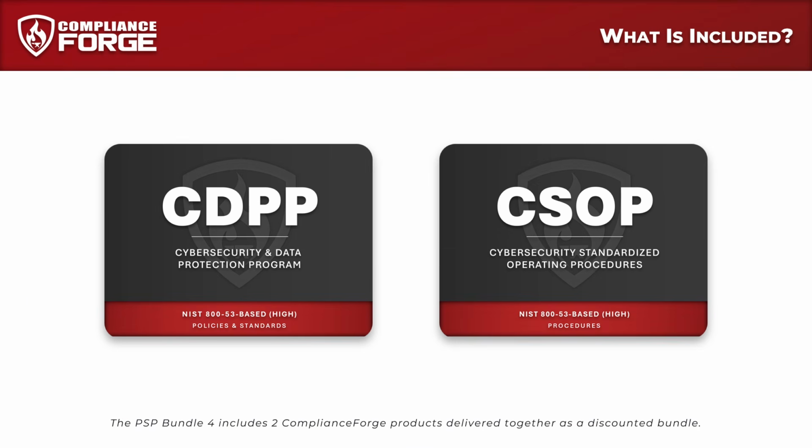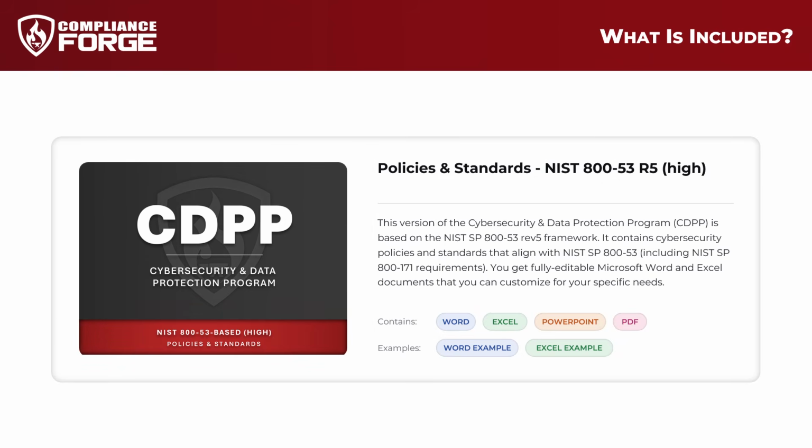So what do you actually receive? The PSP Bundle 4 includes 2 ComplianceForge products delivered together as a discounted bundle. The first is the Policies and Standards for NIST 853 Revision 5 High. This version of the Cybersecurity and Data Protection Program contains cybersecurity policies and standards that align with NIST 853, including NIST 800-171 requirements. You get fully editable Microsoft Word and Excel documents.